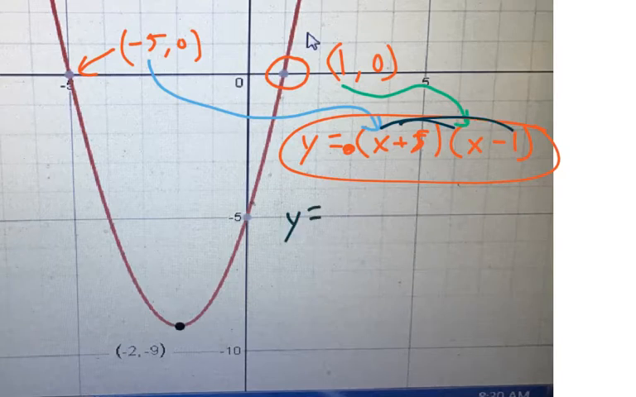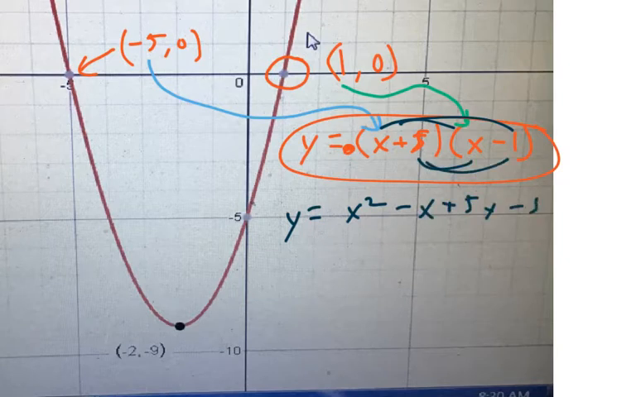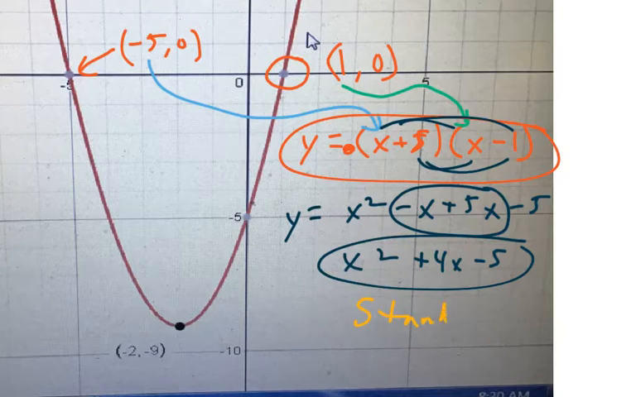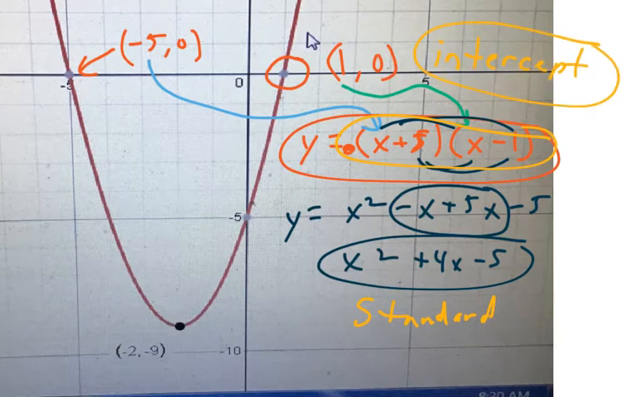And another form of the equation would be x squared minus x plus 5x minus 5, which, if we combine like terms, is x squared plus 4x minus 5. So here we have what we call the standard form. And right here is what we call the factored or intercept form.